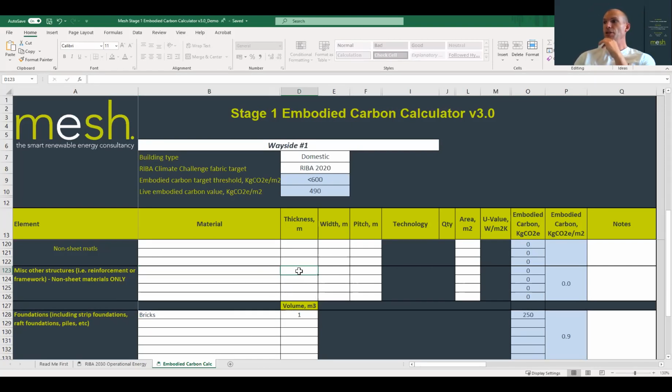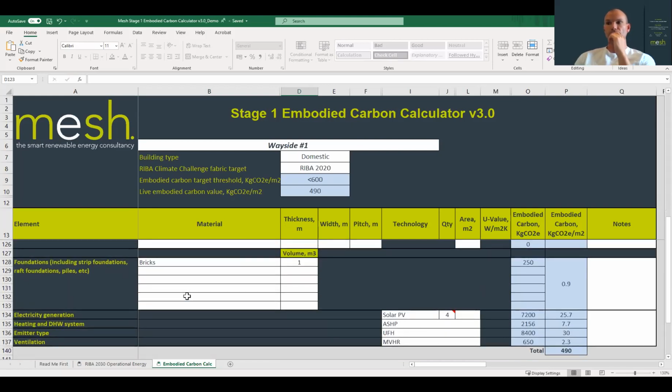But you can either manually work out what the volume is, or as I say, put in the thickness, width, or pitch, which will give you the total volume of that material in the development.